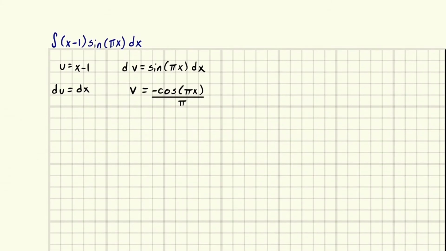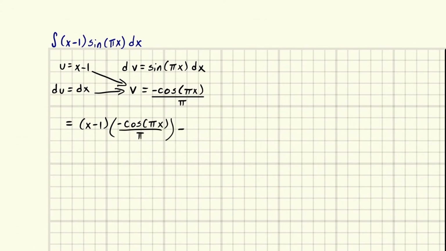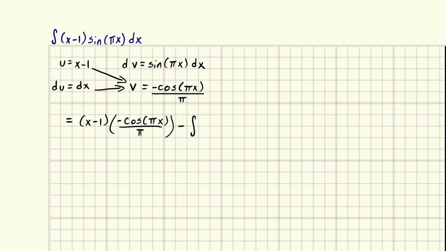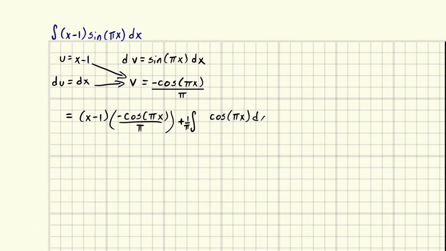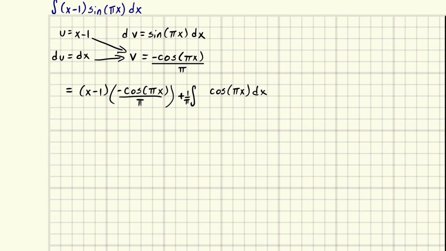So now all we need to do is say that our original integral is now equal to, by the integration by parts formula, these two multiplied minus these two multiplied. So we're going to have (x minus 1) times negative cosine pi x over pi, minus the integral of negative cosine pi x, and then we could put this pi on the outside. We could even take the negative out and make this a positive. That'd make our lives easier. Times dx. And so this is just a standard integral that we can do right away.